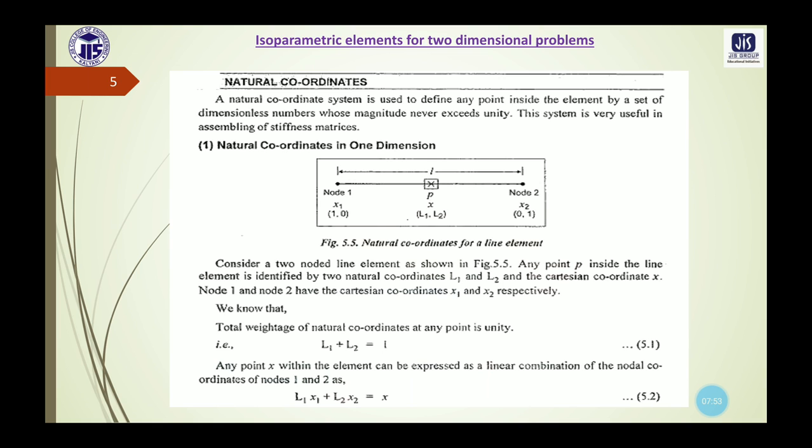So there is a derivation now for natural coordinate in one dimension. In figure 5.5, you can see a natural coordinate for a line element, given for node 1 and node 2. The coordinates are provided, and inside this line element one point P is considered, and for this point P its coordinates are also provided.